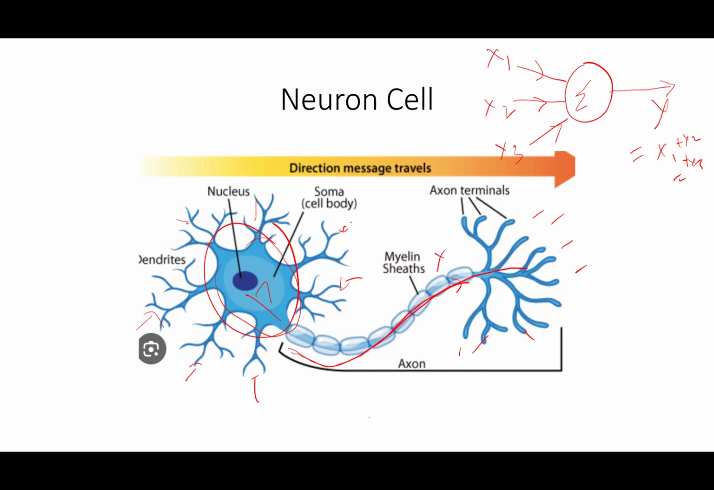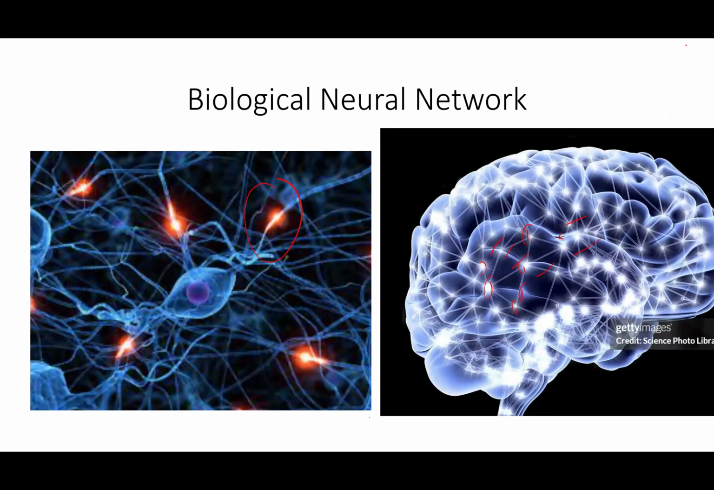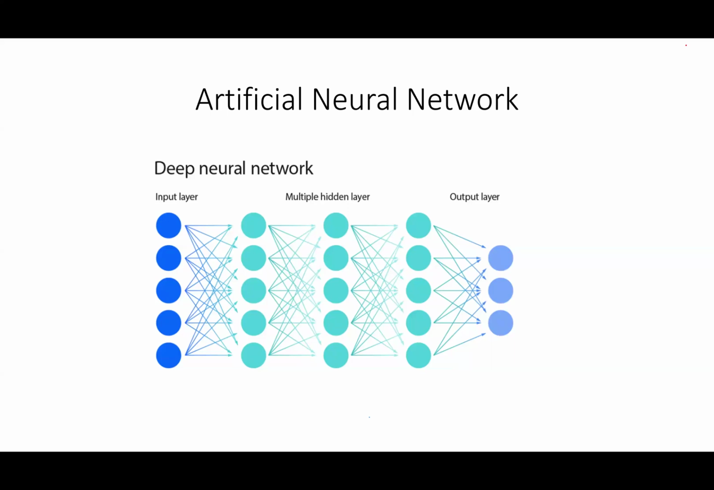Y is the output. These are x1, x2, x3. So the same thing is converted into a mathematical model. So this is only one neuron, one artificial neuron cell. Like this, the brain is connected with different biological neural networks. Similarly, we have an artificial neural network where multiple neurons are interconnected to each other.